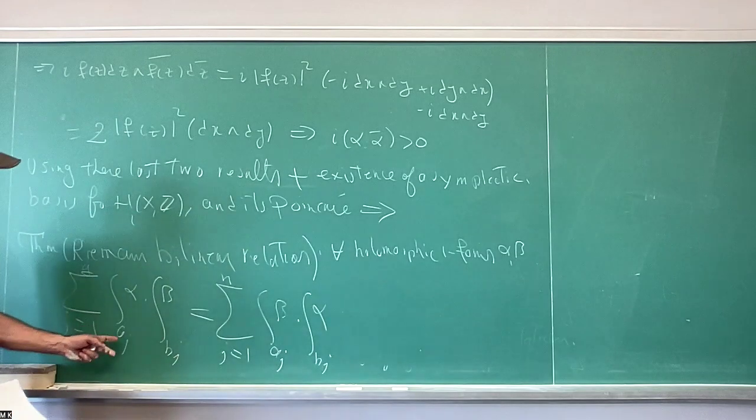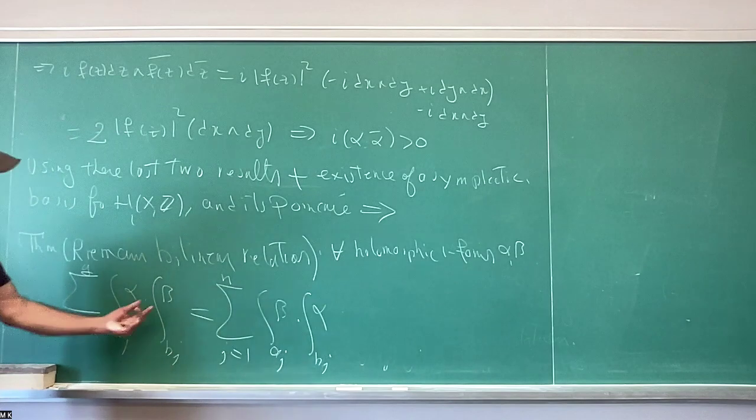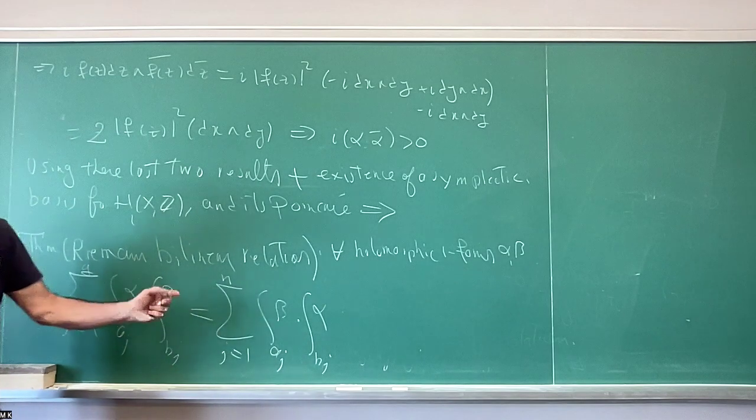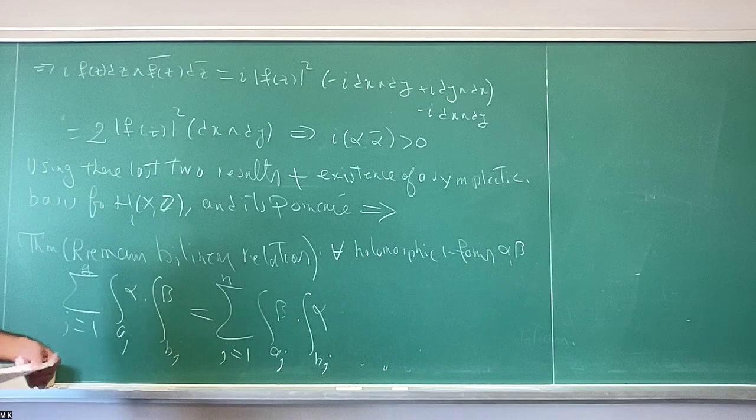You see, we keep aj, bj as summing over our indices, but we change the order now, alpha, beta, and then beta, alpha. This is a consequence of property 1, alpha, beta equal to 0.